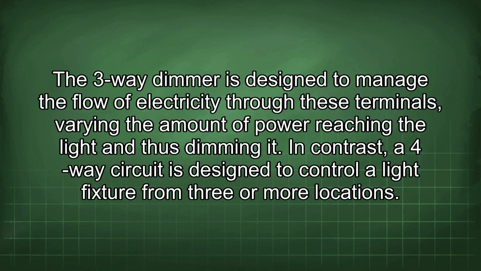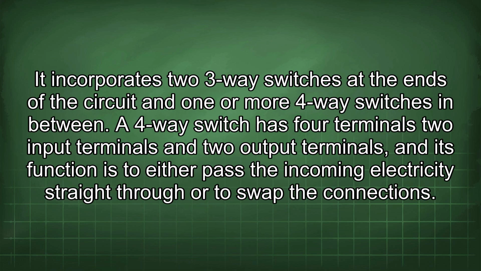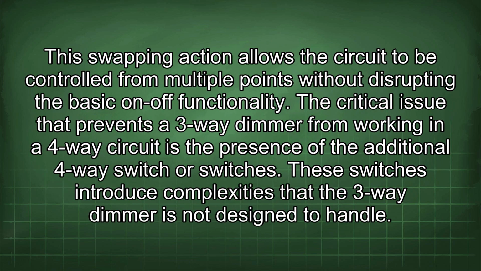In contrast, a four-way circuit is designed to control a light fixture from three or more locations. It incorporates two three-way switches at the ends of the circuit and one or more four-way switches in between. A four-way switch has four terminals, two input terminals and two output terminals, and its function is to either pass the incoming electricity straight through or to swap the connections. This swap action allows the circuit to be controlled from multiple points without disrupting the basic on-off functionality.